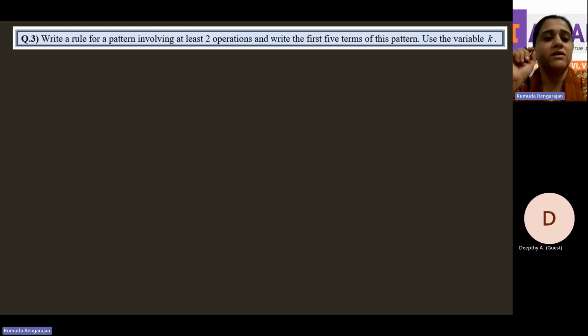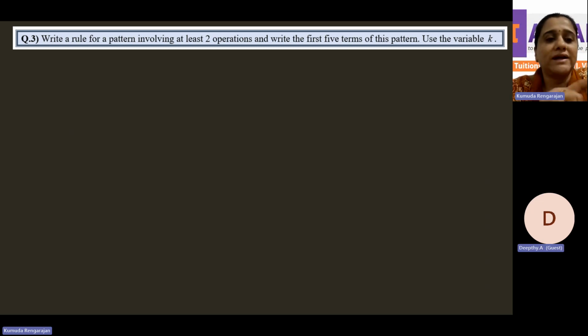Now look at this one. We'll wind up with this one. Write a rule for a pattern involving at least 2 operations. 2 operations meaning, of the 4 operations: addition, subtraction, multiplication, and division. Okay, so for you, you have to use multiplication. You should use multiplication with subtraction or multiplication with addition. Nothing else now for you. You must use multiplication, mandatory. With multiplication, you can use addition or subtraction.